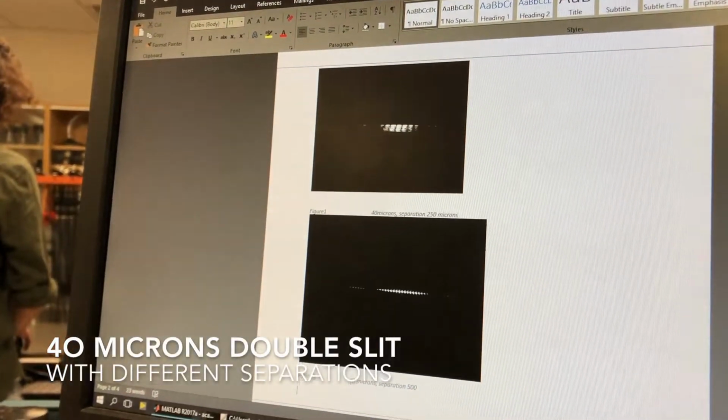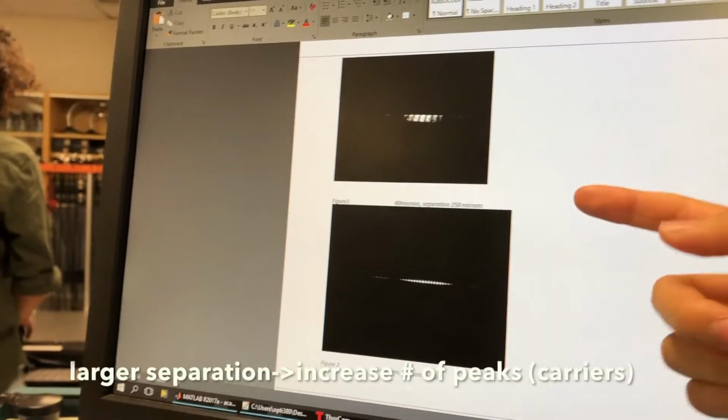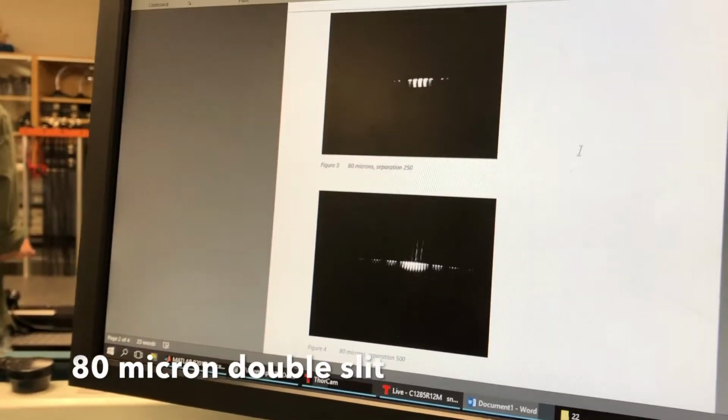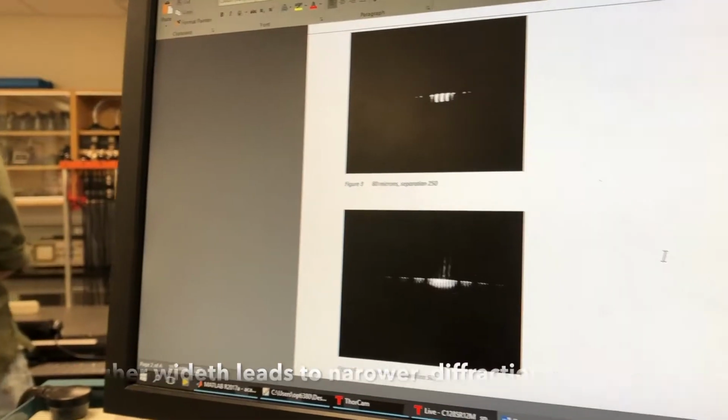This is a diffraction pattern with a double slit of 40 micron. With the increase in separation, there is an increase in peaks. We have an 80 micron slit. We receive the same pattern.